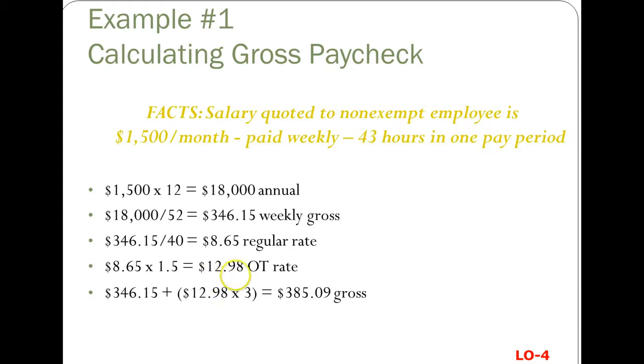And so for that 3 hours over 40, because they worked 43 hours, take the regular 40 hours at this rate, that's the weekly rate, and then take your overtime hours times the overtime rate. So that would be 385 gross.